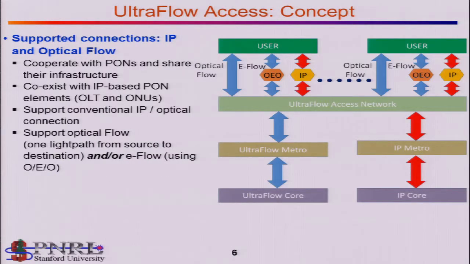Okay. This graph captures the general concepts of our Ultraflow access concept. So basically, as you can see, we are not removing the IP service, but we're trying to introduce the new optical flow service alongside it without interrupting the existing services. And if there is already IP PON technology deployed, such as EPON or GPON, then we hope our new Ultraflow service can collaborate with these deployments and probably share the same infrastructure to reduce the cost and improve the efficiency of the network.